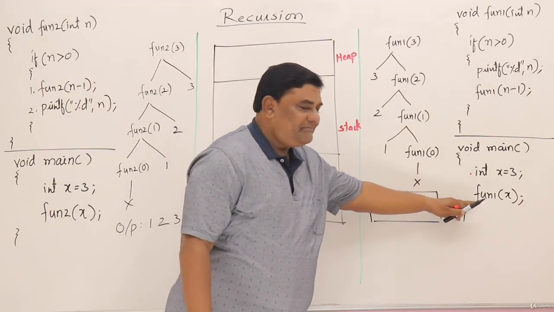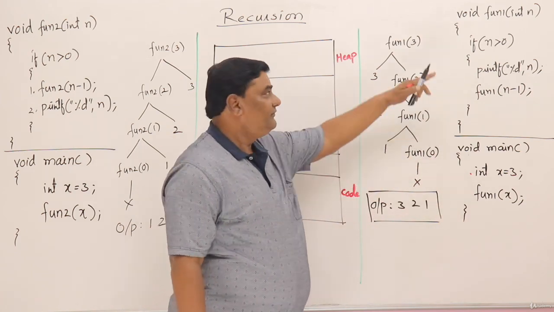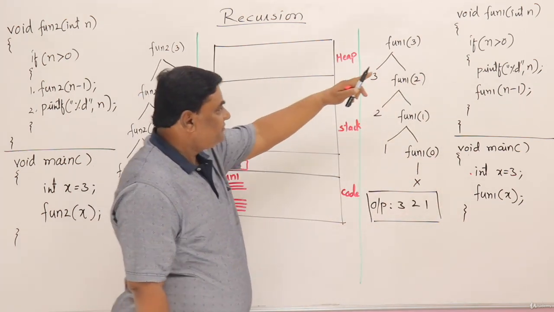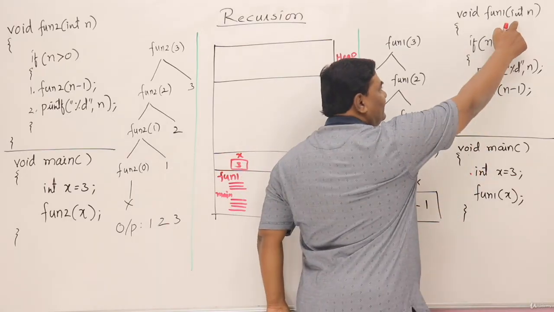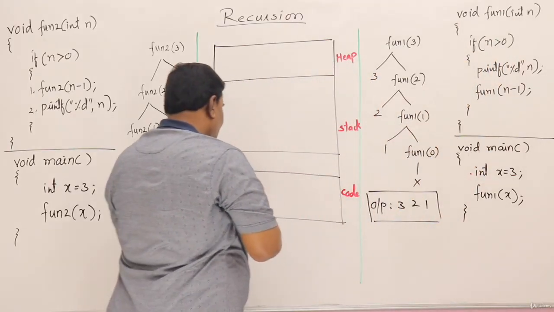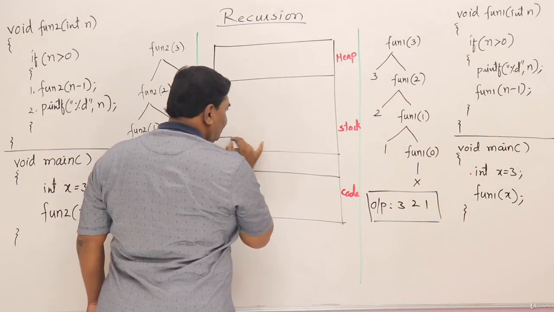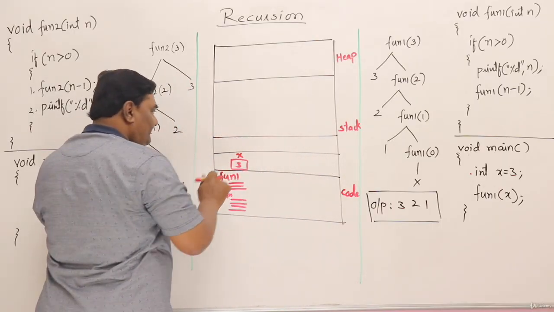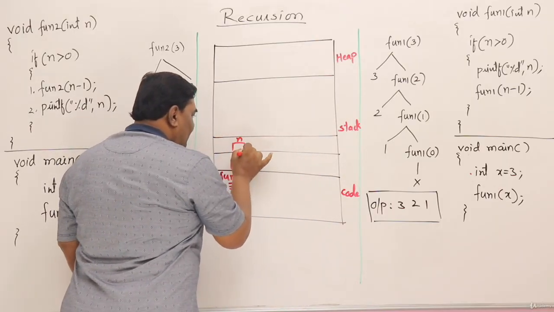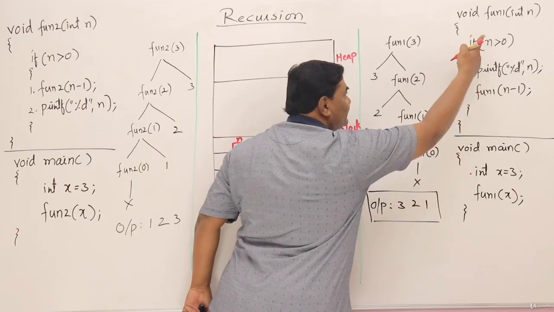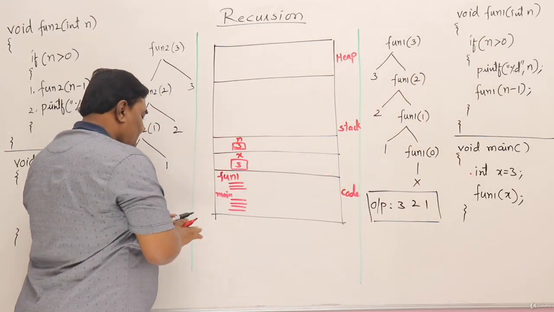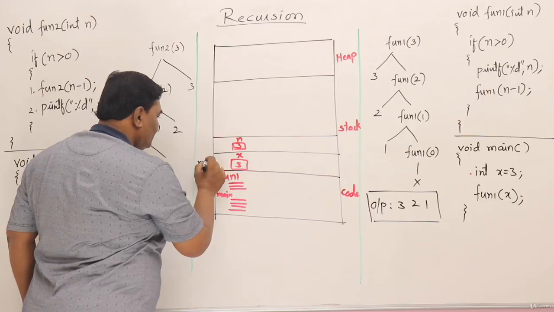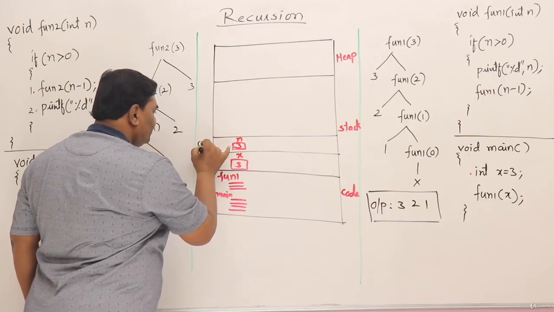Then the very next statement is a call to fun1. Once fun1 is called, it has just one variable, n. This is the only variable. So an activation record for fun1 is created, and it will have that variable n, and this value of X is passed to it, so it will be 3. So this is for main and this is for fun1.